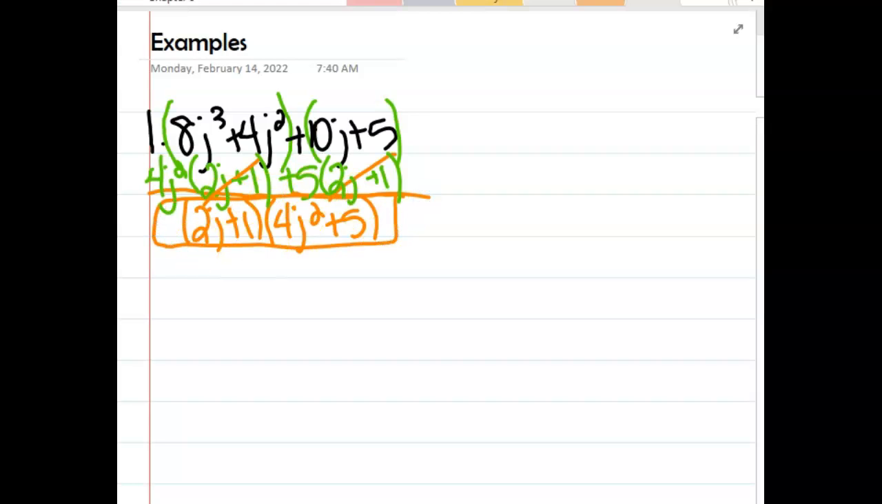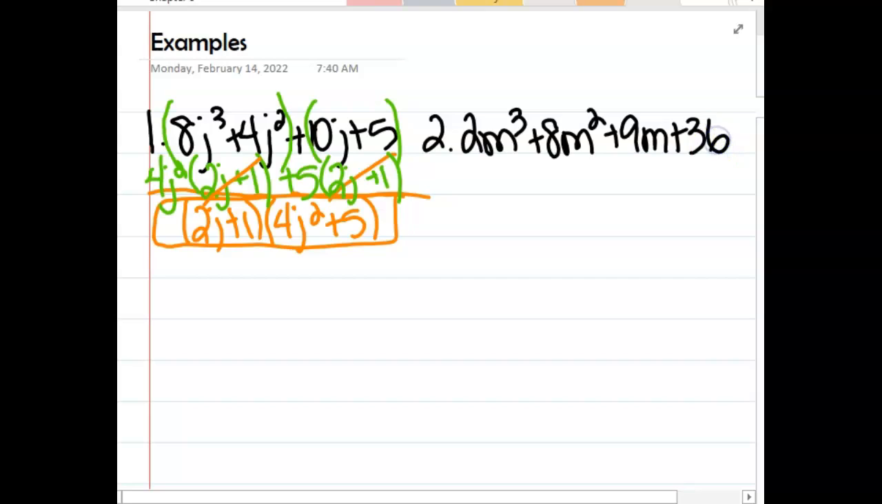Notice, although this is a totally different process than the other ones we did, something times something, this is a FOIL problem. Great. Okay. Let's try another one. Number 2. 2m cubed plus 8m squared plus 9m plus 36.